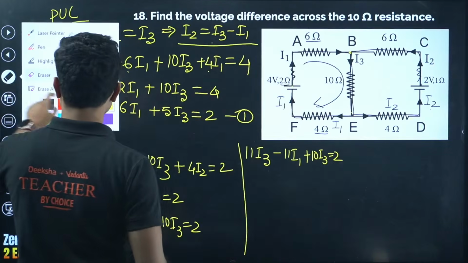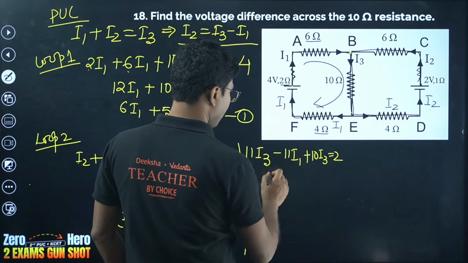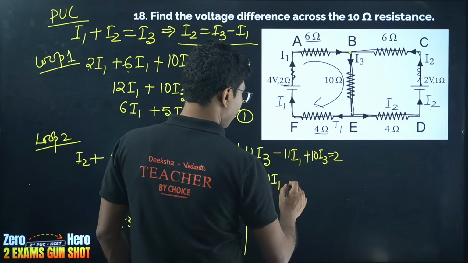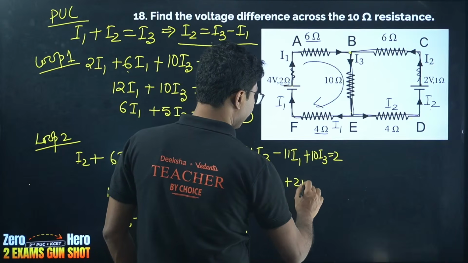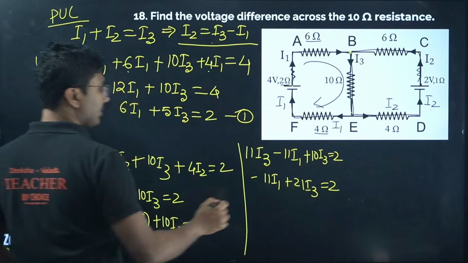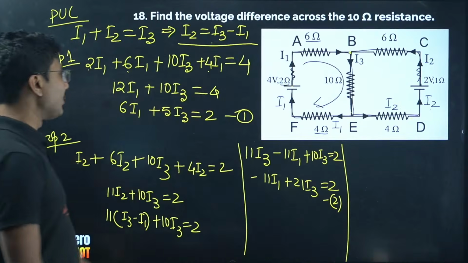Okay, now simplify. We get minus 11 I1 plus 21 I3 equals 2. Okay, so this is our equation number 2. Now you have to simplify this. How can you simplify this?